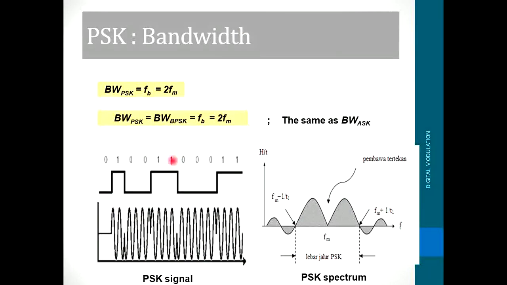And for the bandwidth of PSK, because we have the spectrum of PSK like this, the bandwidth is from here to here. So this is 2 FM. So the bandwidth of PSK is 2 FM, the same as the bandwidth of ASK.